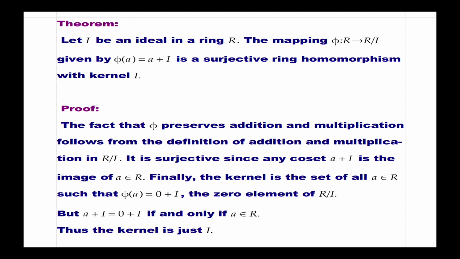We summarize this remark in the following theorem. The statement of the theorem is, let I be an ideal in a ring R. The mapping phi from R to R by I given by phi of A equal to A plus I is a surjective ring homomorphism with kernel I. Proof of the theorem: the fact that phi preserves addition and multiplication follows from the definition of addition and multiplication in R by I. It is surjective since any coset A plus I is the image of A in R. Finally, the kernel is the set of all A in R such that phi of A equal to 0 plus I, the 0 element of R by I. But A plus I equal to 0 plus I if and only if A is in I. Thus, the kernel is just I.